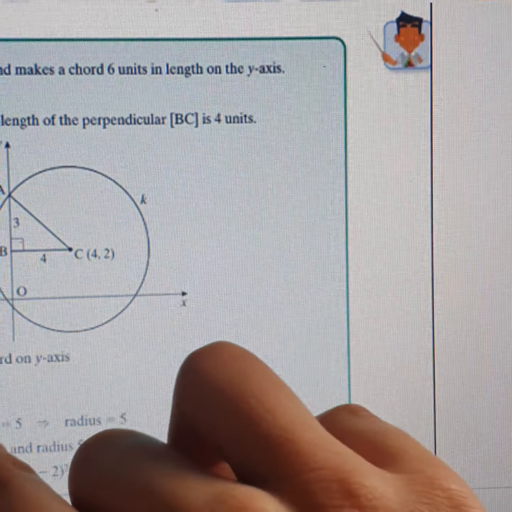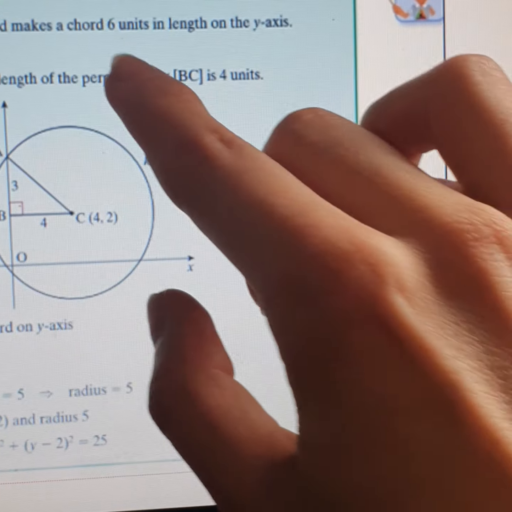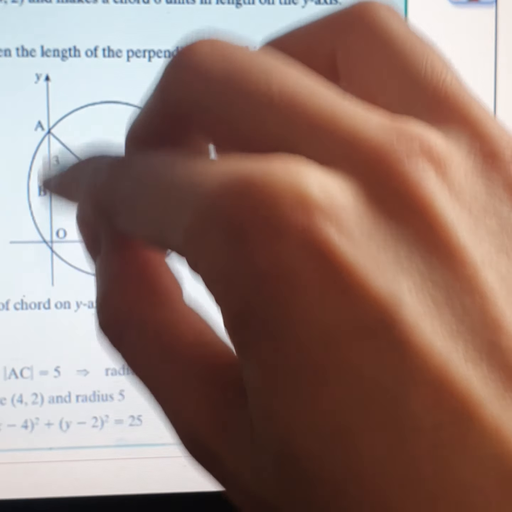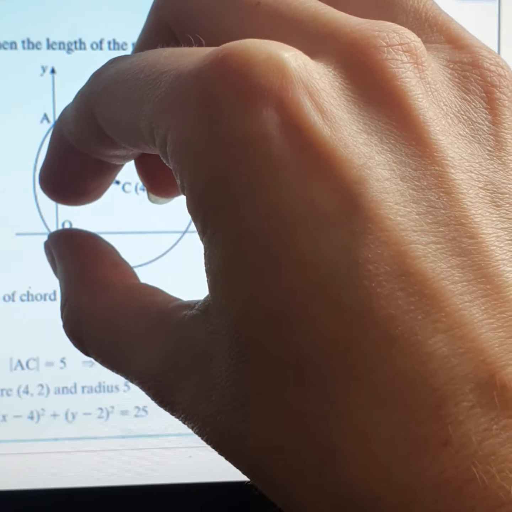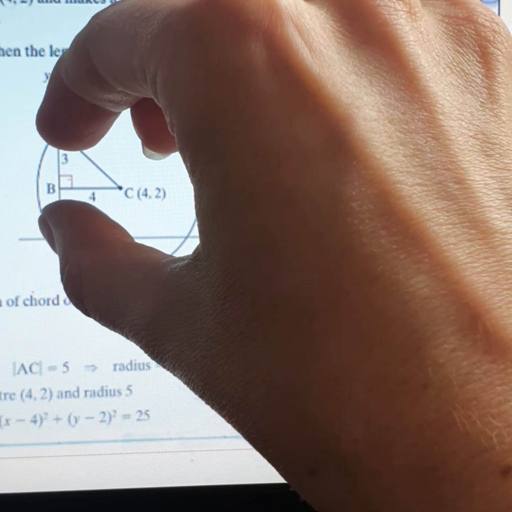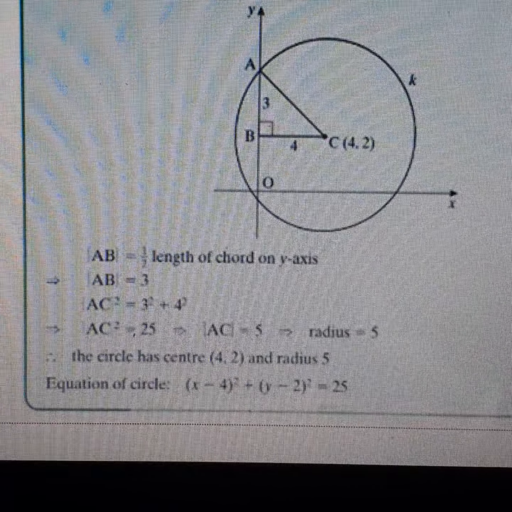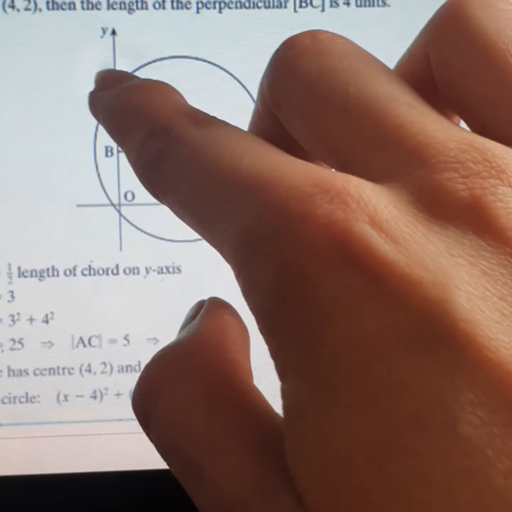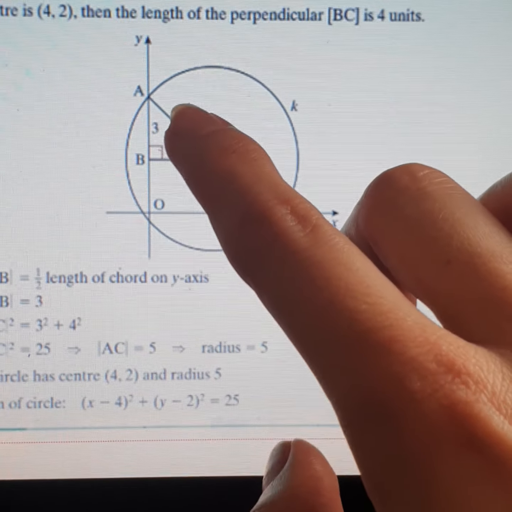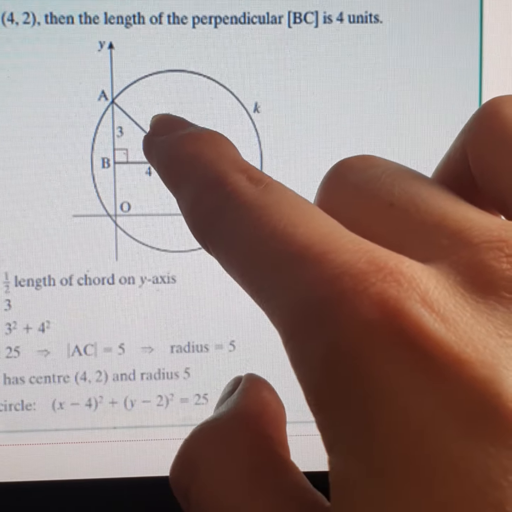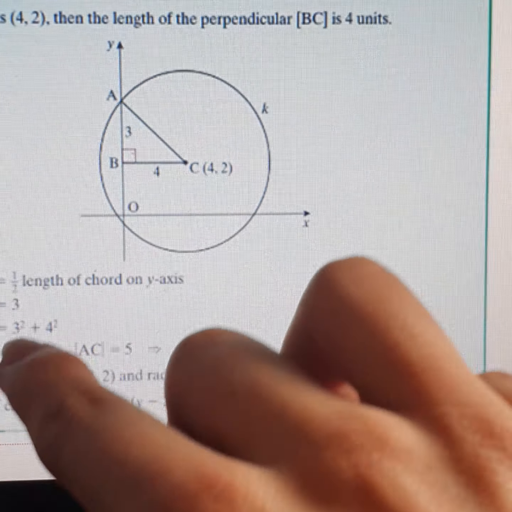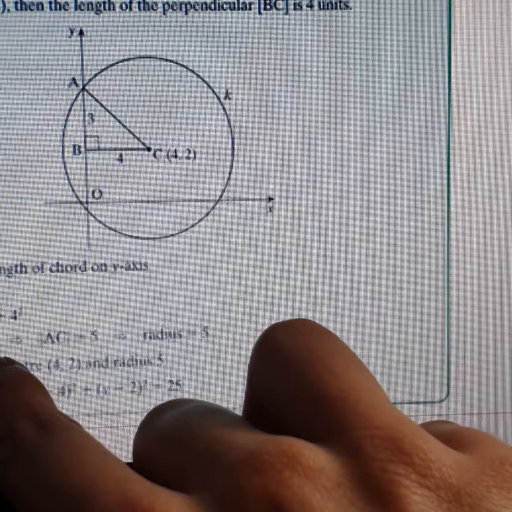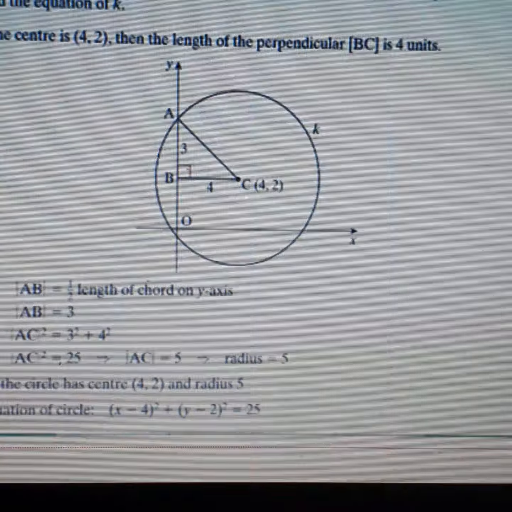We also know that the length of the chord is 6 units. The perpendicular distance from the center to that line bisects it, so the length from here to here is the same as from here to here, and they're each half of 6. So AB is equal to half the length of the chord, which is 3 units. Now using Pythagoras' theorem, couldn't we easily work out the radius length? The radius is the hypotenuse, so c squared is equal to a squared plus b squared, or AC squared is equal to 3 squared plus 4 squared. AC squared is equal to 25, AC is equal to 5. So the radius length is 5.